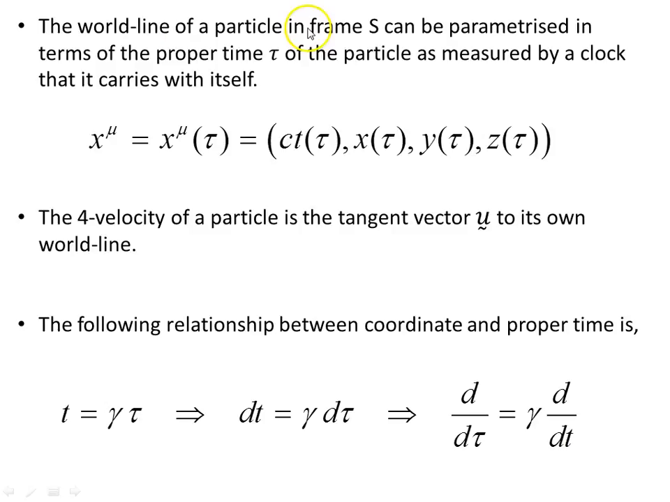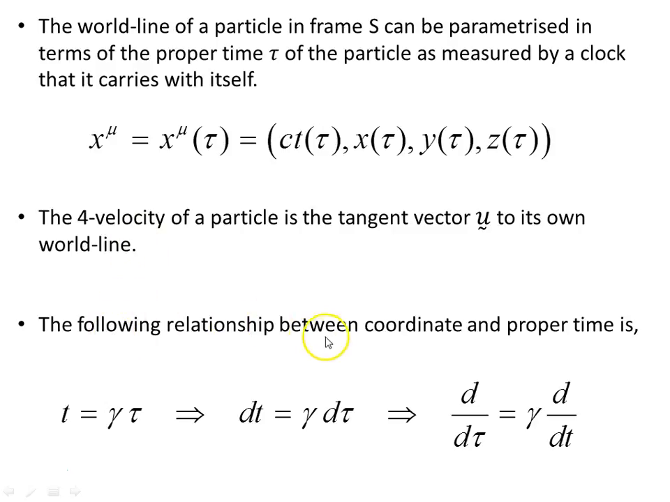Right, now the world line of a particle in frame S can be parameterized in terms of the proper time tau of the particle as measured by a clock that it carries with itself. So imagine this particle flying along through space, it carries its own clock, it measures time tau, the rest time. X superscript mu is x mu of tau, so we're parameterizing it in terms of tau, so we get ct of tau, x of tau, y of tau, z of tau. Now the four-velocity of a particle is the tangent vector u to its own world line, and we'll pick that up in a future video.